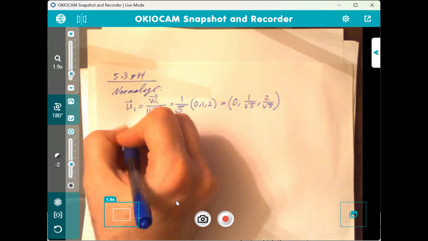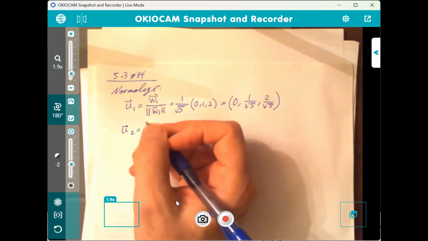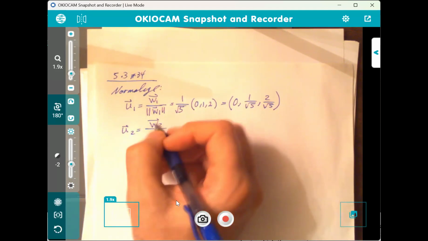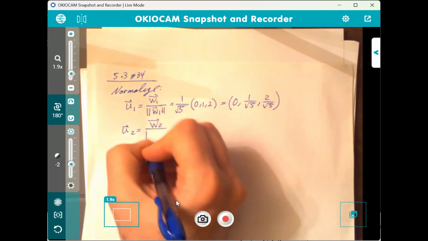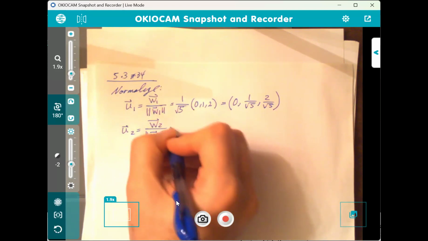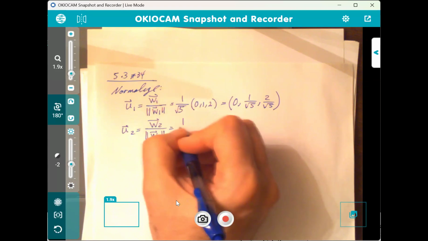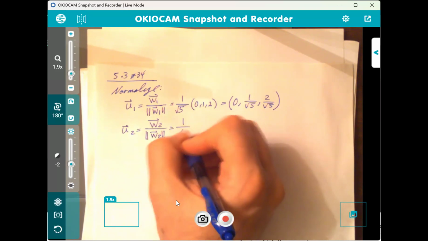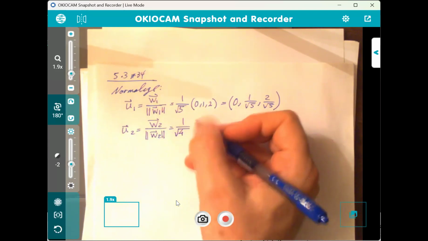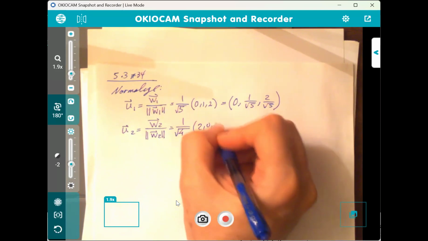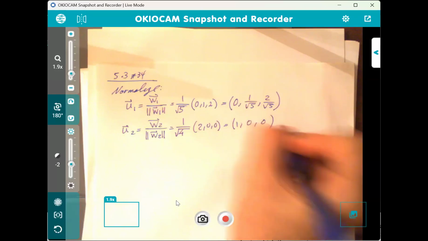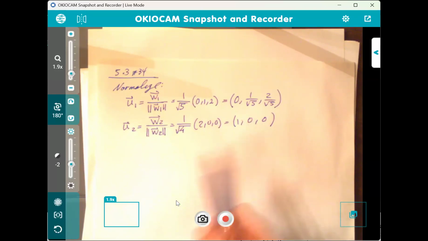Okay. U2, the second orthonormal basis vector, is the vector over the magnitude of the vector. So that's going to be 1 over the magnitude of this. Remember, W2 dot product by itself was 4. Take the square root of 4 times 2, 0, 0, puts it in the direction of that. So you get 1, 0, 0. The magnitude of this vector is 1.